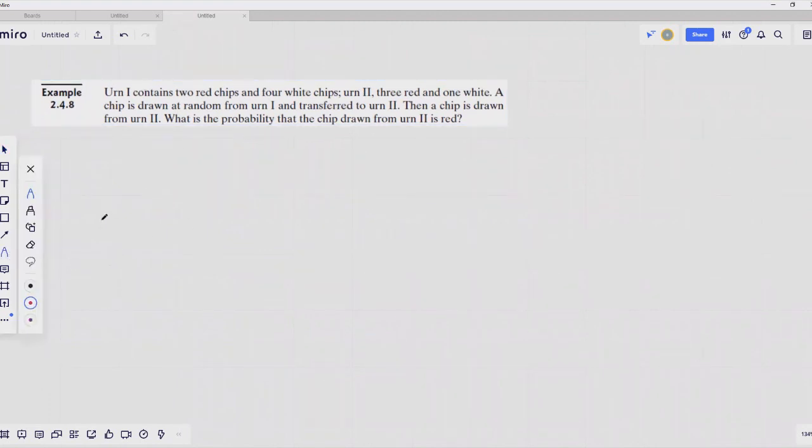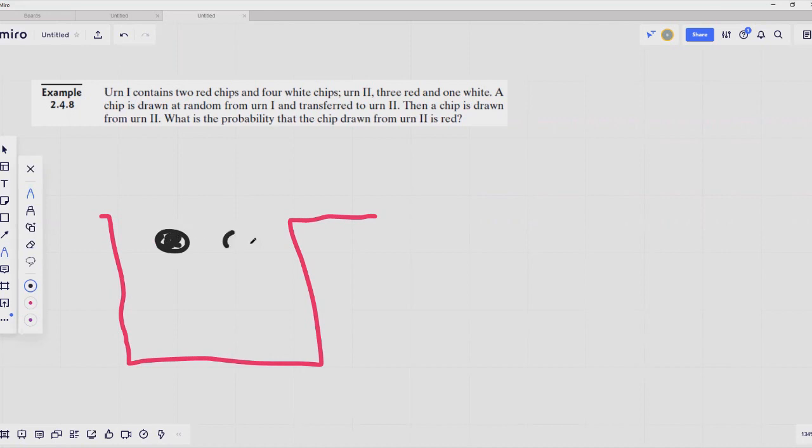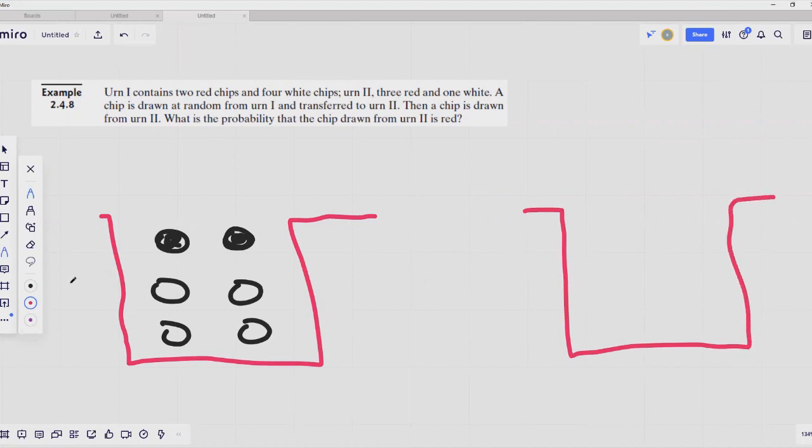So we have urn 1. This is a bucket which contains 2 red and 4 white chips. So I will color the red chips in black, and 4 white chips. We have urn number 2. There are 3 red and 1 white chip.